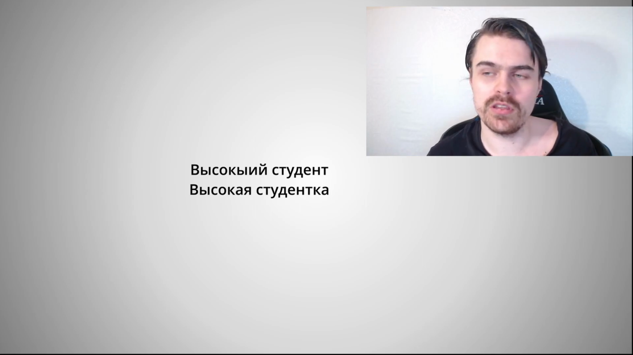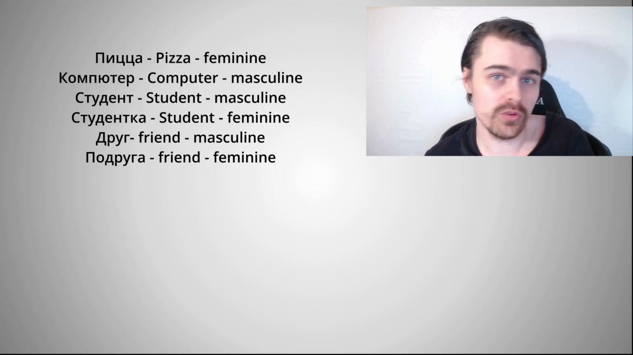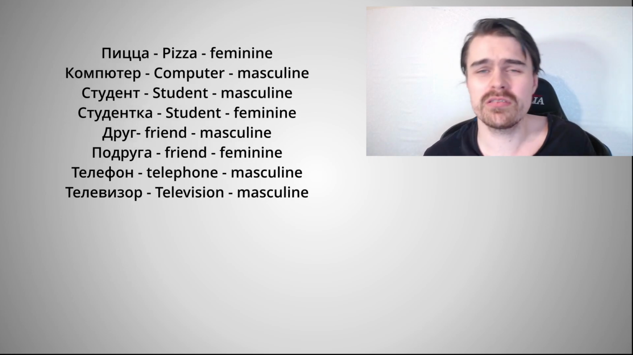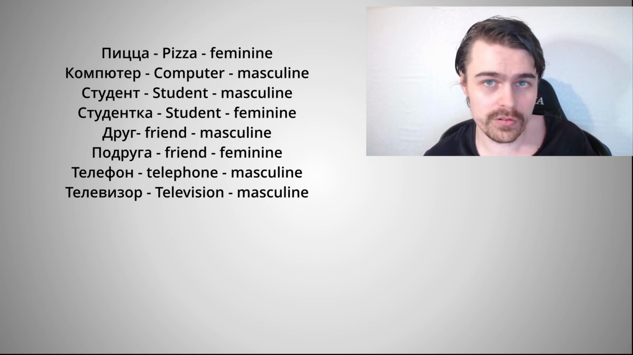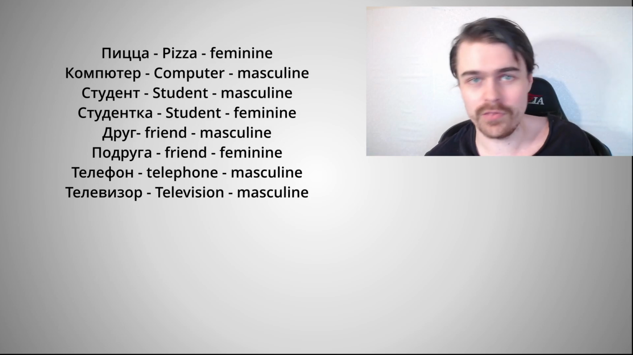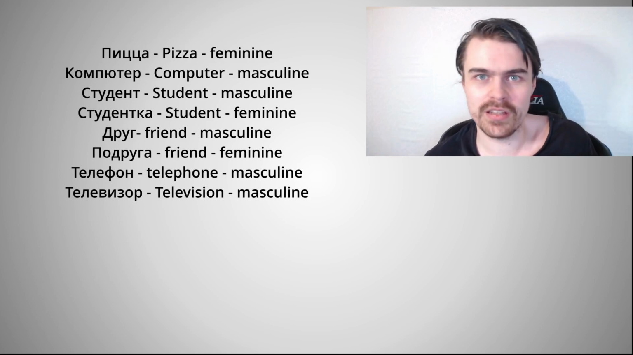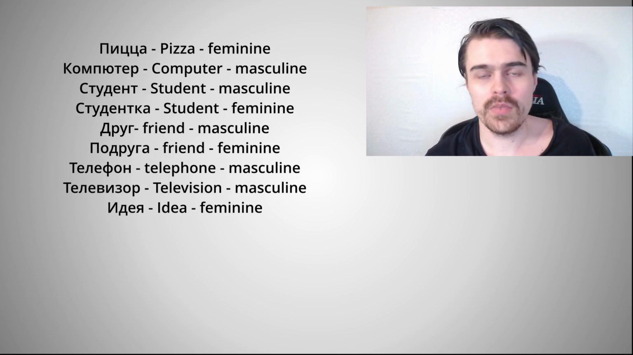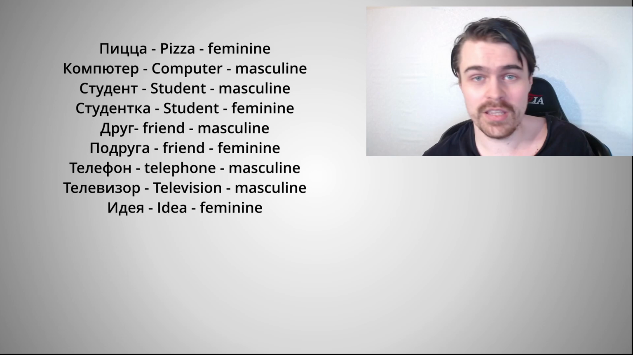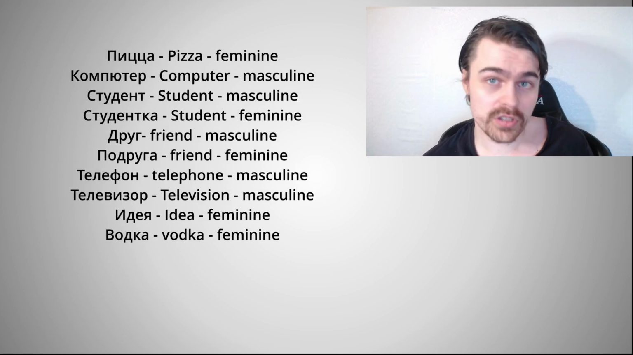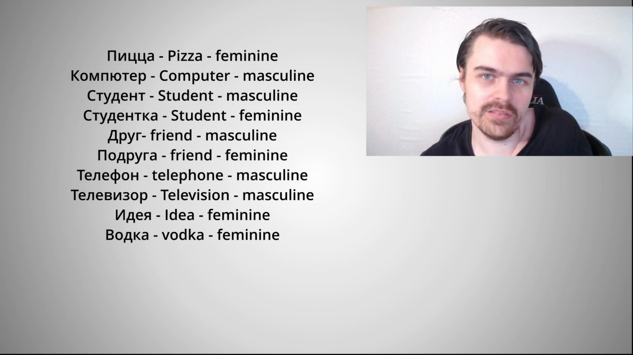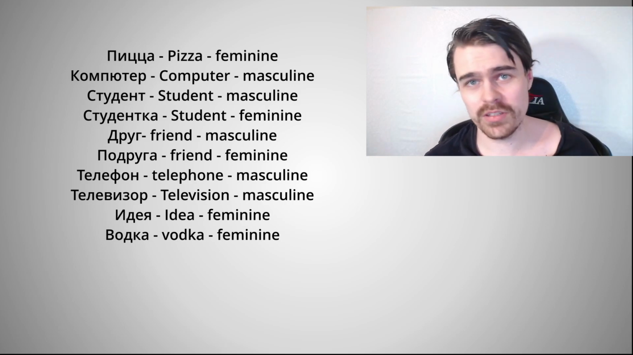Same kind of thing with drug. You have podruga, which is female friend. Most foreign cognates end in a consonant, so they're masculine. So you have telefon, televisor, telephone, television, just masculine because they end in a consonant. Most end in a consonant. Idea ends in ya, so therefore it's feminine. Vodka is feminine, it ends in an a. That's basically how this works.